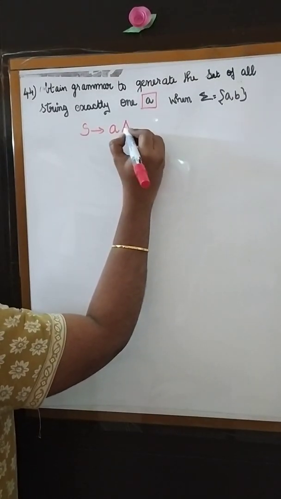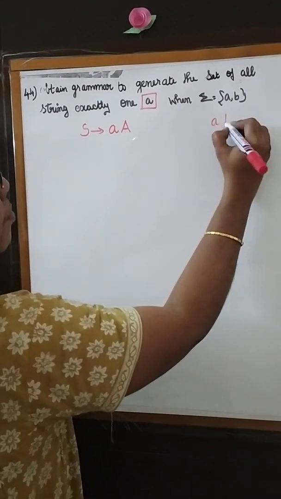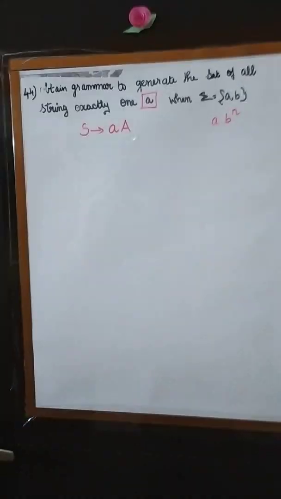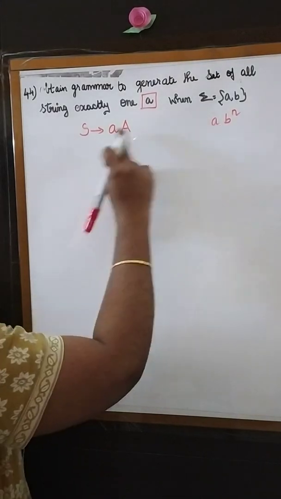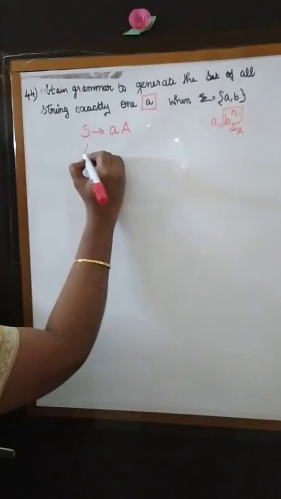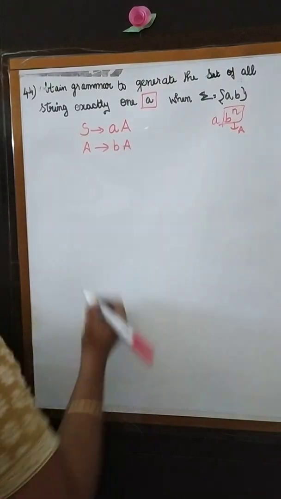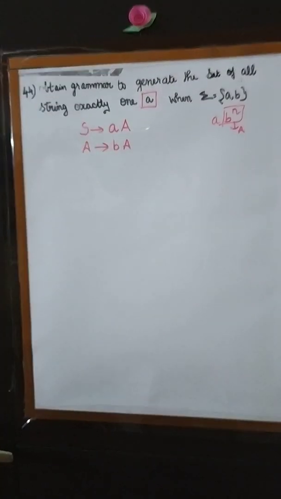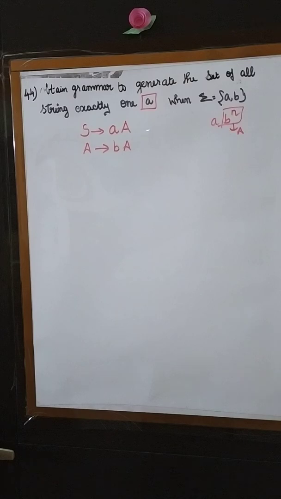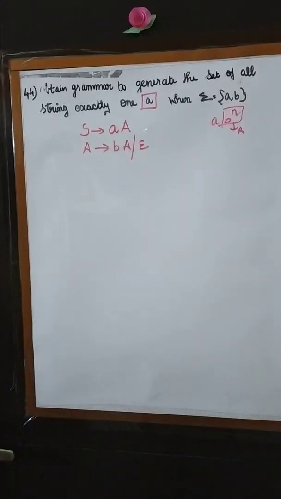So I'm going to write. That means you can have a and b can come for n number of times. That is why I am writing this a and this b to the power of n, pushed into capital A. So the b is going to come for n number of times. So I'll write bA. Only the b is going to come for n number of times, and they didn't mention the length of b, so I'm going to give epsilon here.